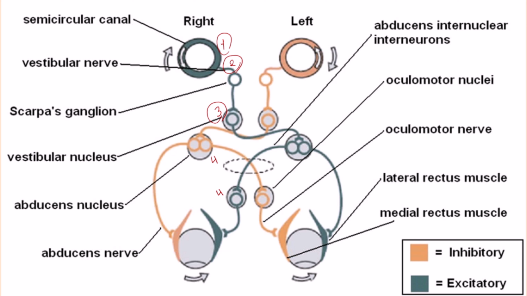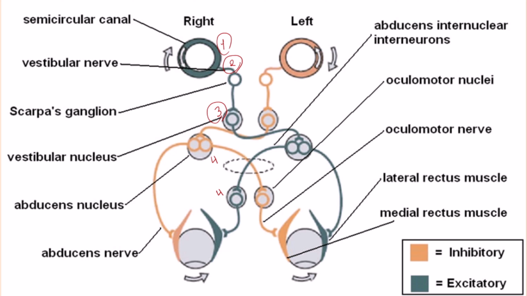For example, cranial nerve 6 is controlling lateral rectus muscles. Cranial nerve 3 is controlling medial rectus muscles. The superior and inferior oblique muscles are being controlled by cranial nerve 4 and 3, and superior and inferior rectus muscles are being controlled by cranial nerve 3.